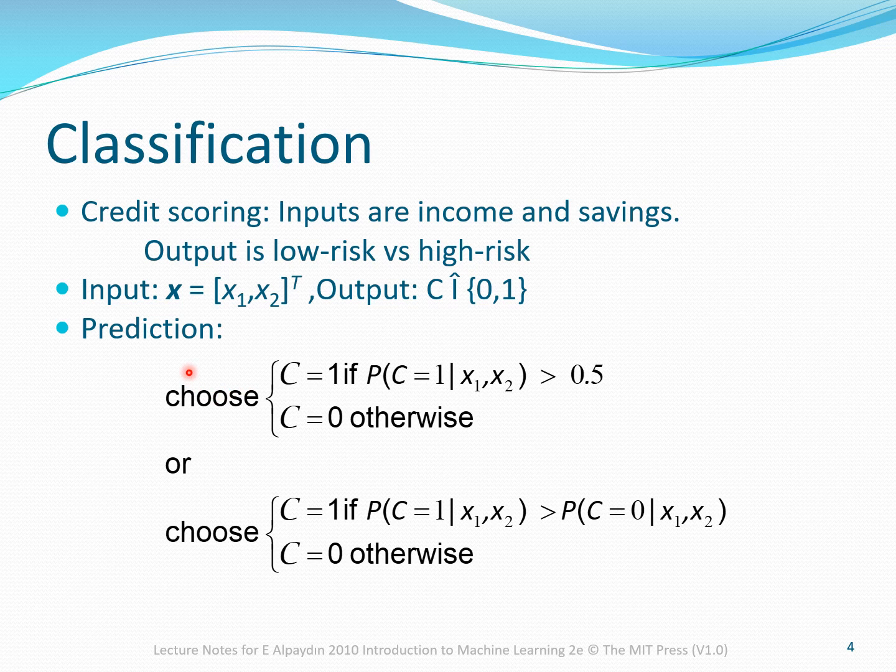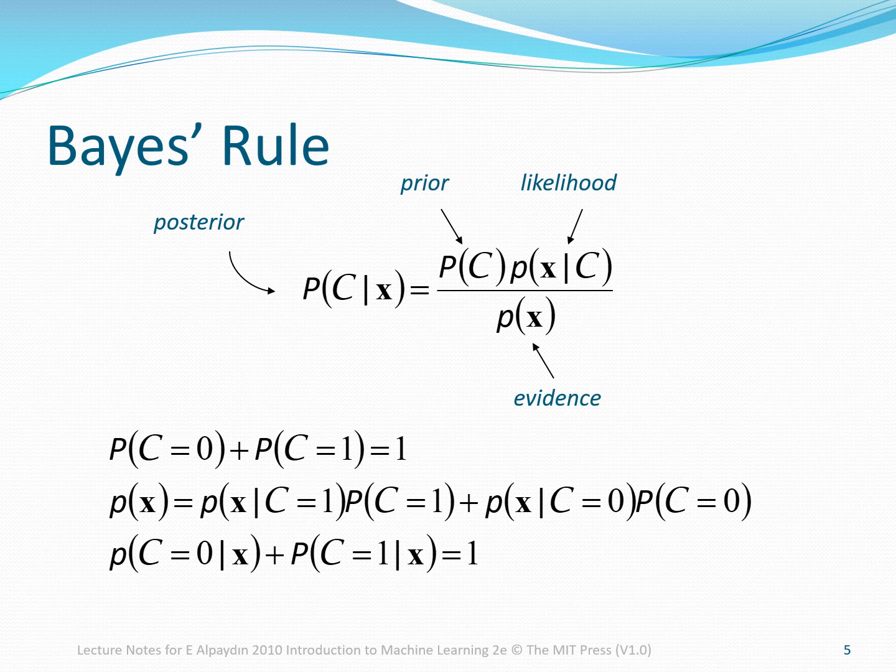Now the prediction we can choose is C = 1 if P(C=1 | x1, x2) is greater than 0.5, that is half, or else C = 0. Or choose C = 1 if P(C=1 | x1, x2) is greater than or equal to P(C=0 | x1, x2). Otherwise, C = 0. Bayes' rule.